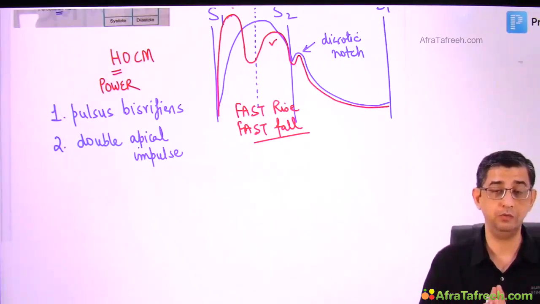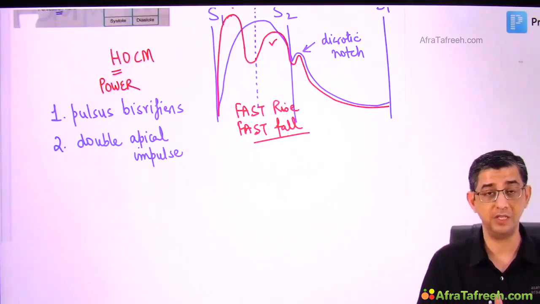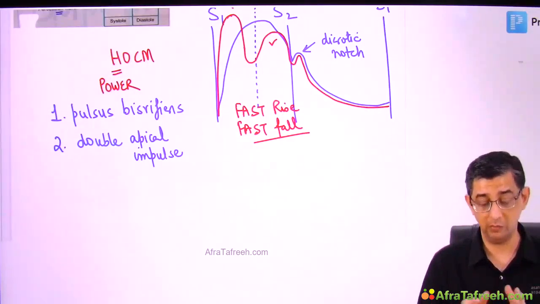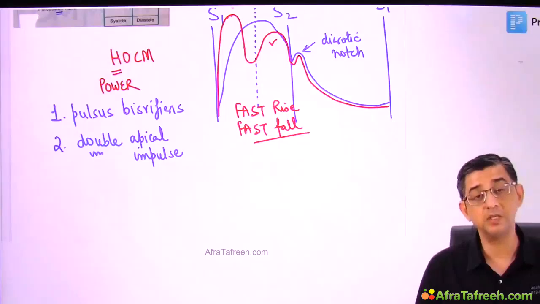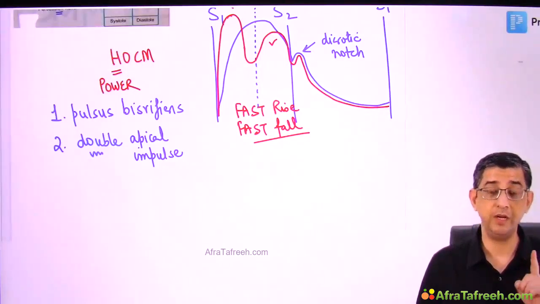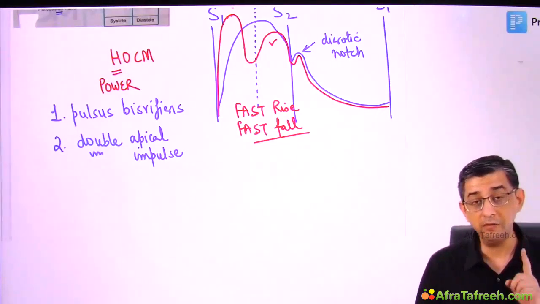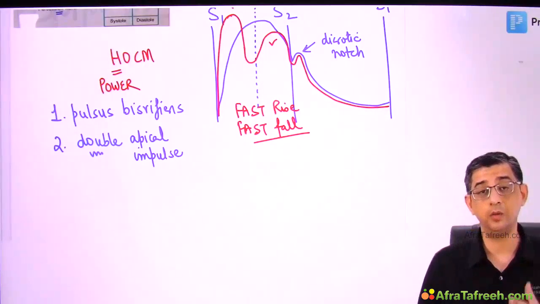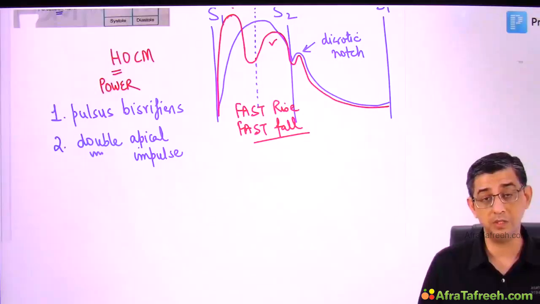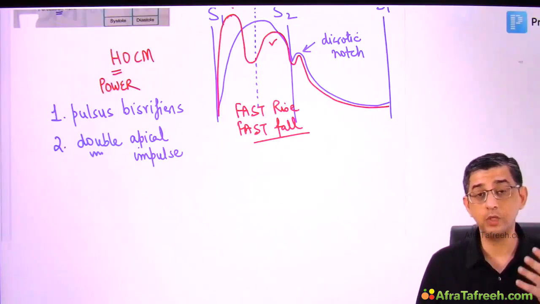So you might be able to feel the impulse in the fifth intercostal space as well as the sixth intercostal space. But what I mean by the word double apical impulse is that in this condition, there is a left atrial hypertrophy also. That left atrial hypertrophy can actually contribute to development of a fourth heart sound in these patients, and that fourth heart sound might actually be felt also.